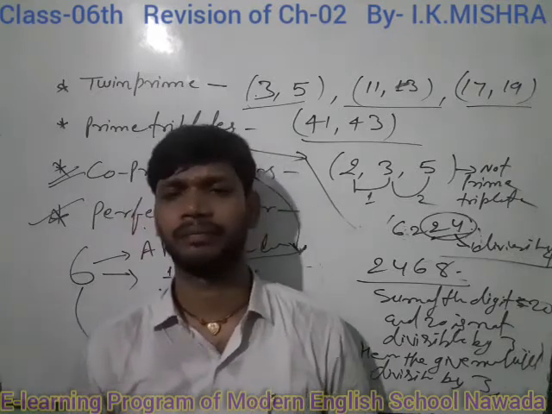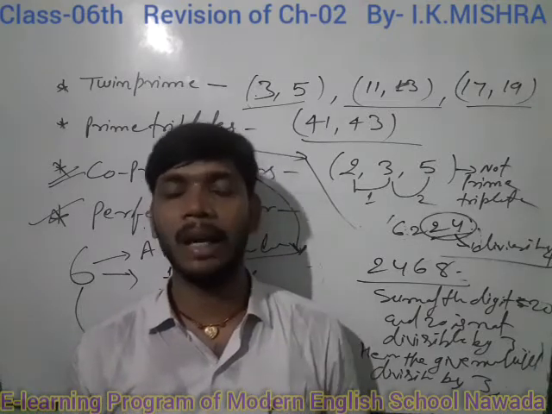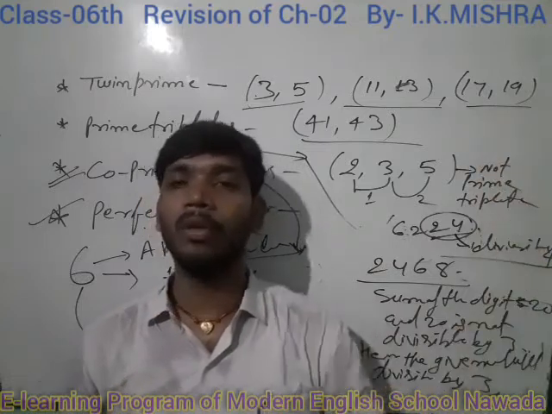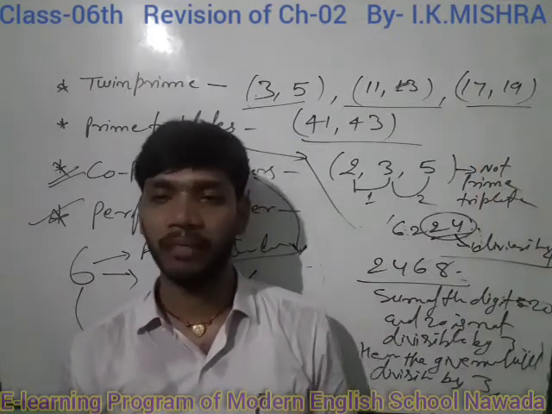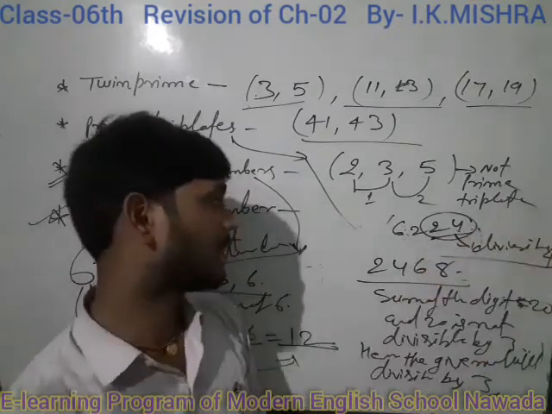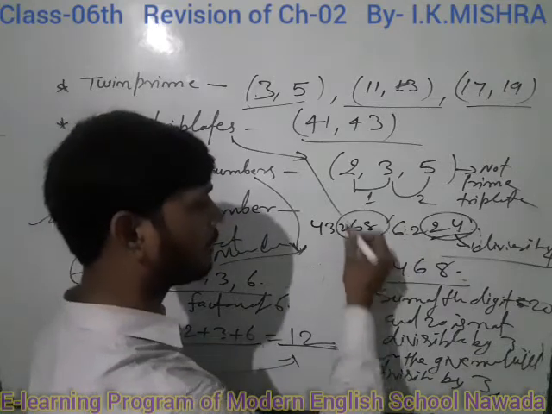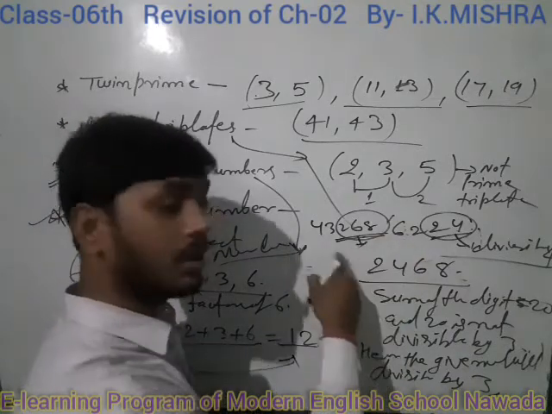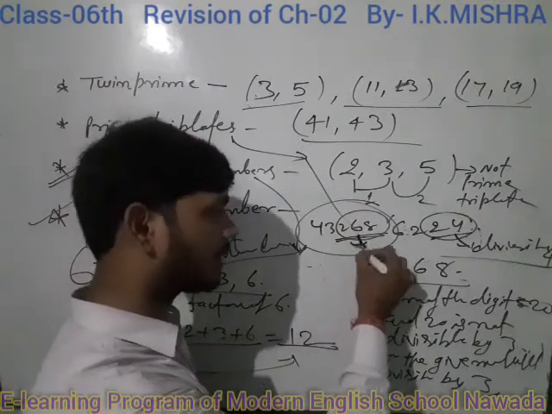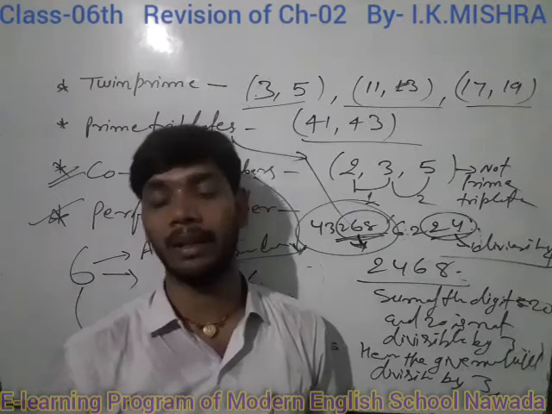Divisibility of 8: you can observe it in your book, and in the previous video it is explained in detail. Now to know the divisibility of 8, take the last 3 digits of the number, suppose here I write 4, 3, 2, 6, 8. If the last 3 digits are divisible by 8, then the number is divisible by 8. And if the last 3 digits are not divisible by 8, then the number is not divisible by 8.